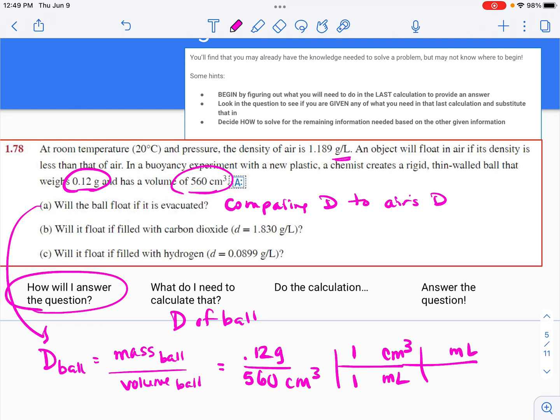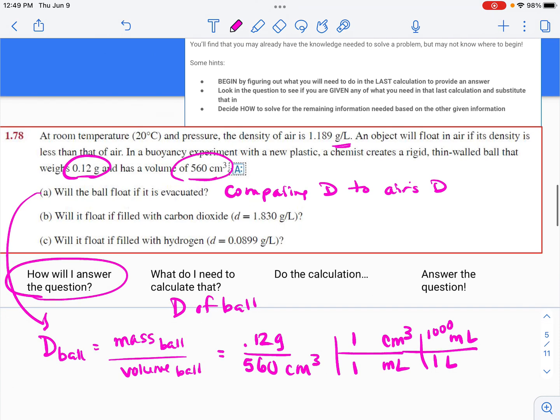And then 1,000 milliliters equals 1 liter. And so when I solve for the density of the ball in grams per milliliter, I discover that this is 0.21428. Let's talk significant figures here for a minute. Neither of my givens are exact. The 0.12 has 2 sig figs. The 560 has 2 sig figs because the 0 is not significant. Sig figs come in the next section.